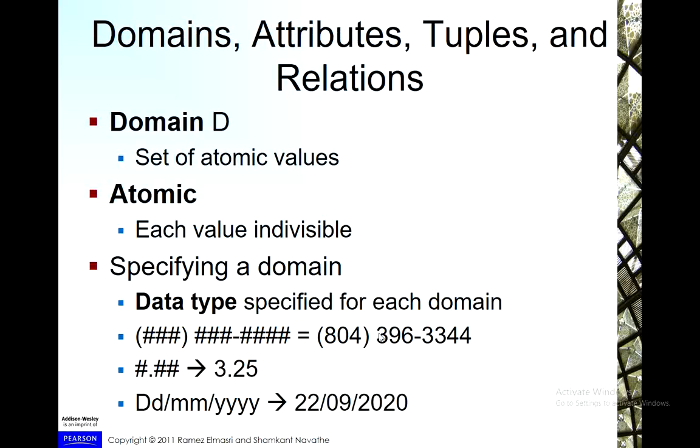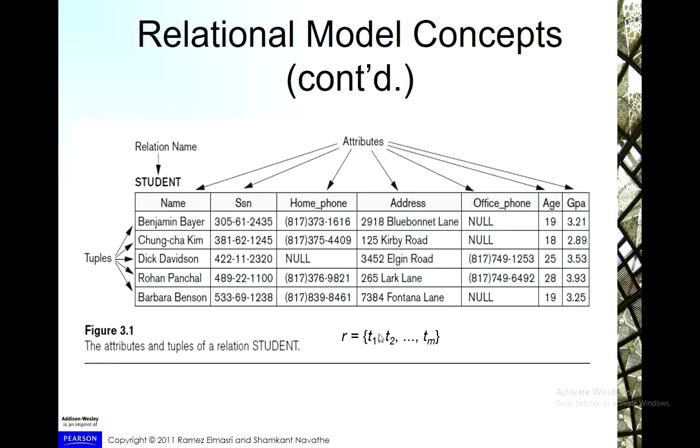In the relational model, we also have some attributes like a domain. What is a domain? A domain is a set of atomic values. What does that mean, a set of atomic values? It means a set of values that are indivisible. For example, in the previous example, we have the social security number. It's a value that is indivisible. You cannot divide it or break it up, and the same goes for a phone number or address.